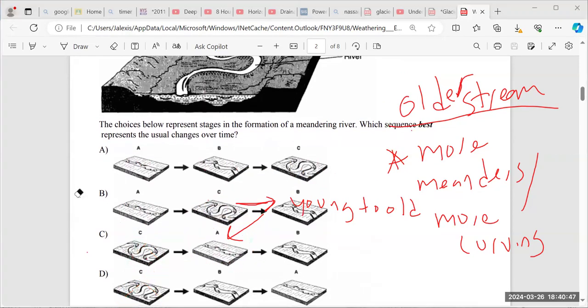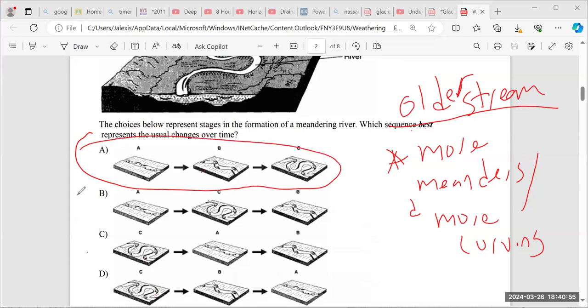And that's why the correct answer in this case is going to be, oops, let me move this other stuff out the way. All right. That's why the correct answer is going to be choice A, because you start off with a somewhat straight stream that represents young, right? And eventually, the older that a stream gets, the more meanders that you get, which is shown right here. And that's why A is the correct answer.